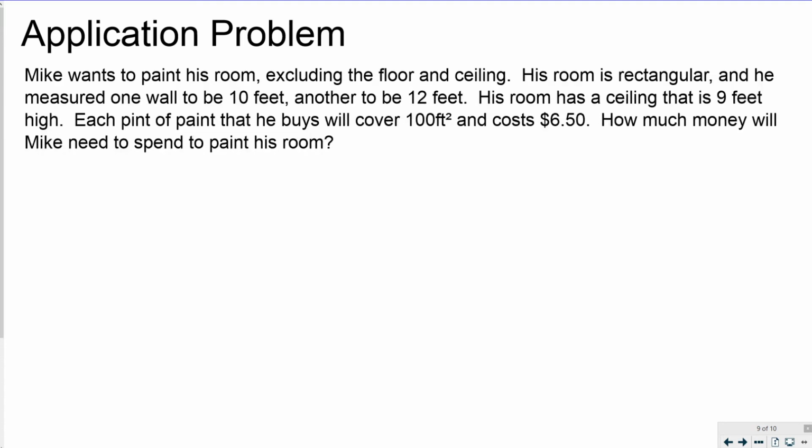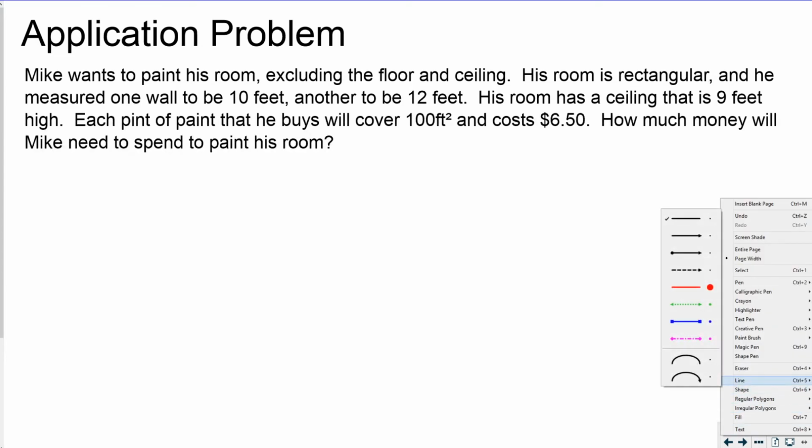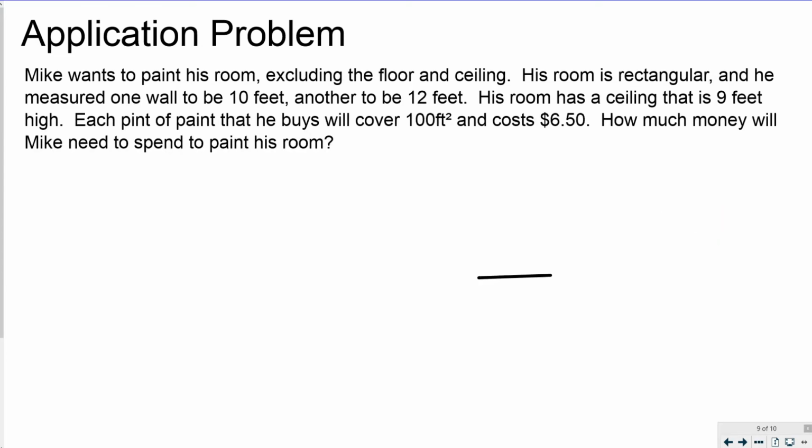Okay, so when we talk about things like painting and covering walls, this is a complete example of an application of surface area. I'm going to use my line tool because I am not good at drawing rectangles freehand. So he's got a 10-foot wall, he has a 12-foot wall, and he has a ceiling that is 9 feet high.